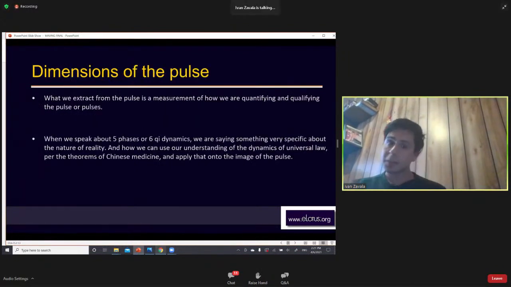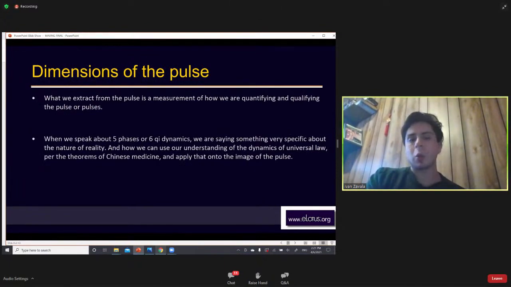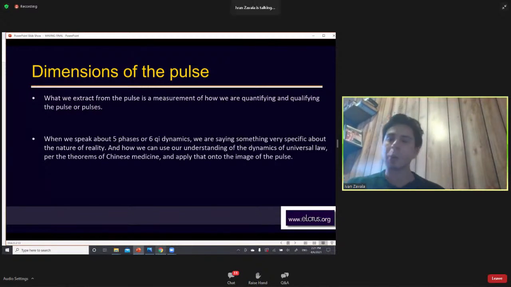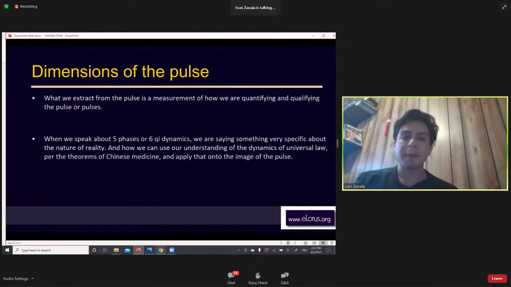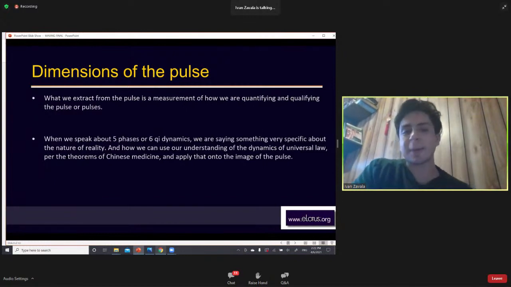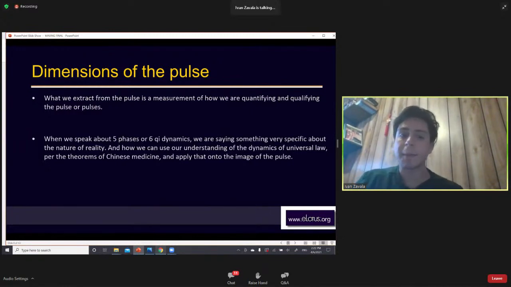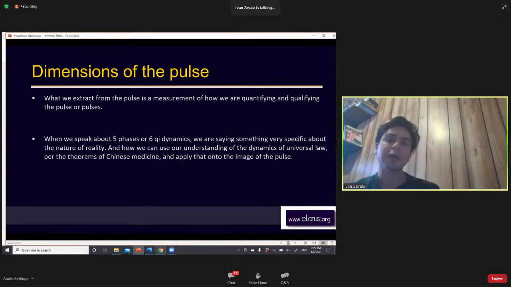So what I mean by the segmentalization of the pose is dimensions of the pose. What we extract from the pose is a measurement of how we are quantifying and qualifying the pose or the poses, right? When we speak about 5 phases or 6 chi dynamics, we're saying something very specific about the nature of reality and how we can use our understanding of the dynamics of universal law, per the theorems of Chinese medicine, and apply that to the image of the pose. Whenever we take the pose from a 5-phase perspective, or what's called the 5 elements, Wu Xing, that is a very different way to look at the pose than its 6 chi dynamic, right? That is a very different way to look at the nature of reality.